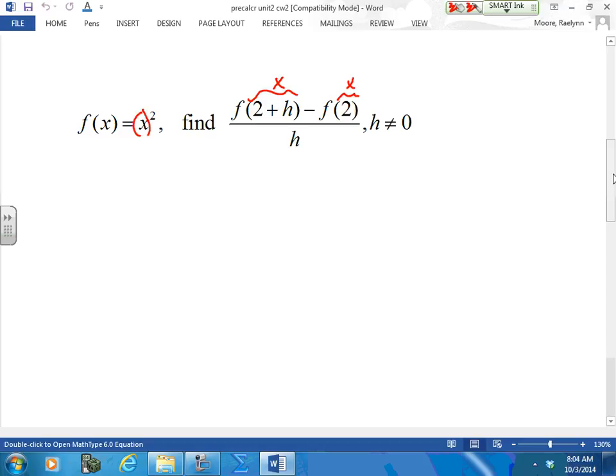Put parentheses in your original function wherever you have an x. Wherever x is, it has to be replaced. So first time through, we're replacing x with 2 plus h. So I plug in my 2 plus h, I still have to square it. So all I have is one little x squared in my function. Minus, I'm replacing x with what? 2. So I'm taking this, 2 squared. I still have the h. This guy has to get FOILed.